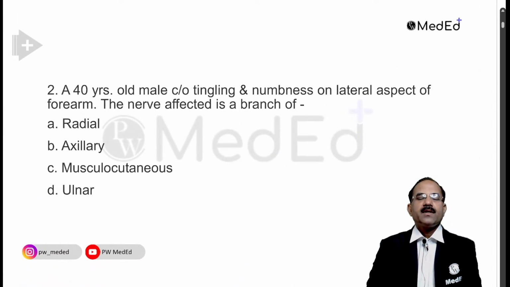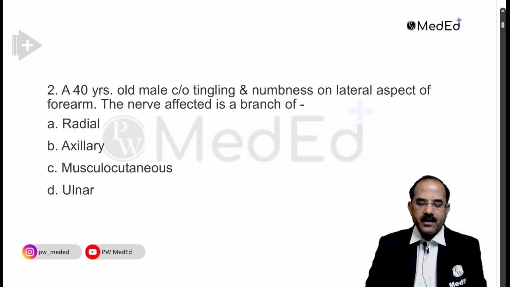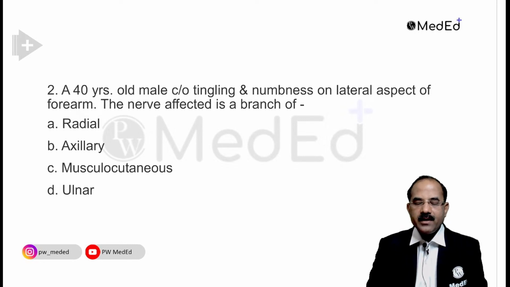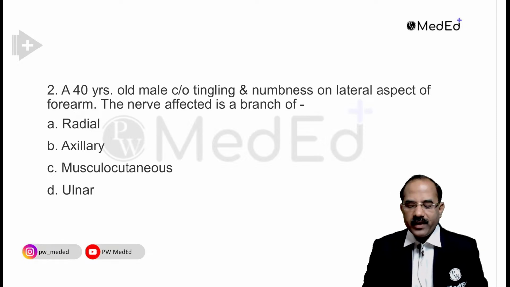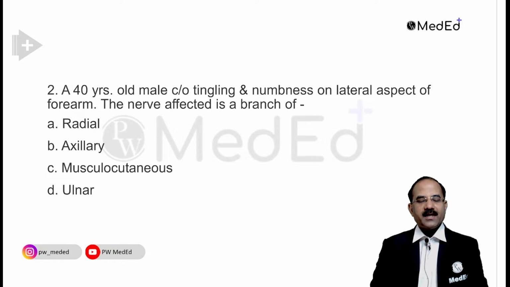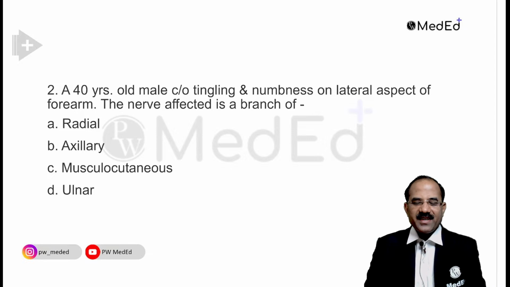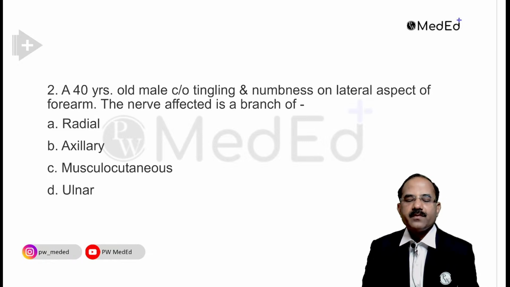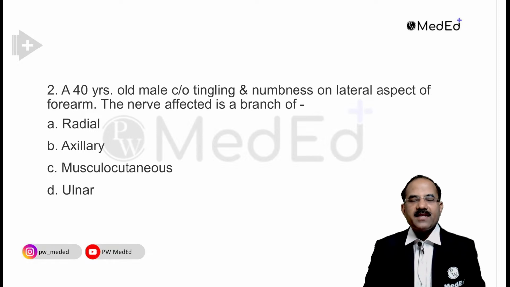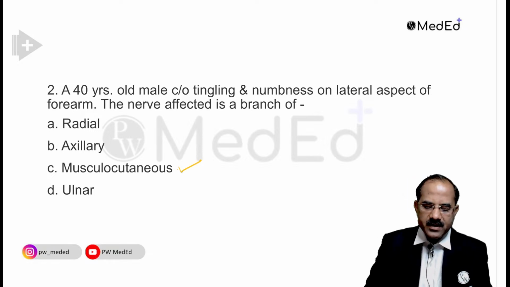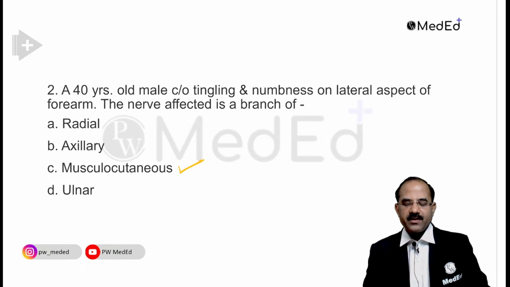Answer this, students. A 40-year-old male complains of tingling and numbness along the lateral aspect of the forearm. The nerve affected is a branch of... Answer this. Come on, students. The nerve affected is a branch of... Any guesses? Musculocutaneous nerve. Yes, very good. That's the musculocutaneous nerve.